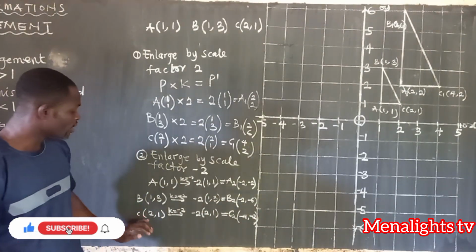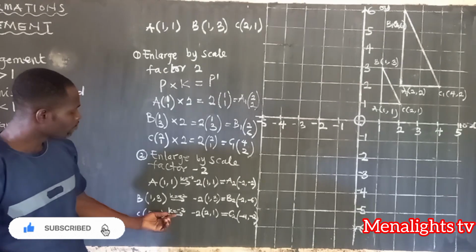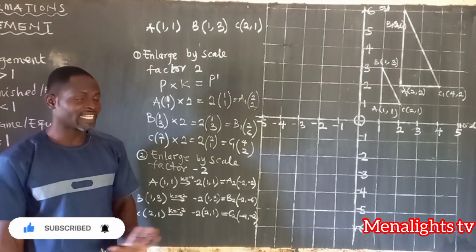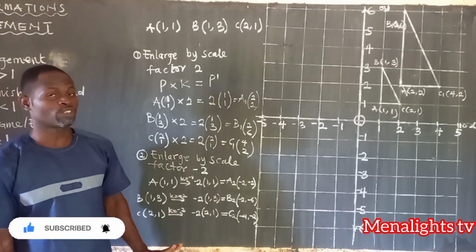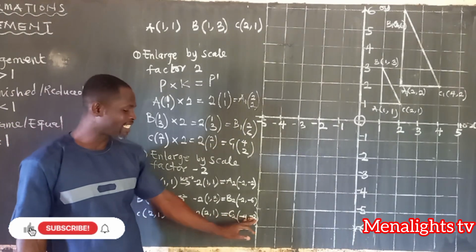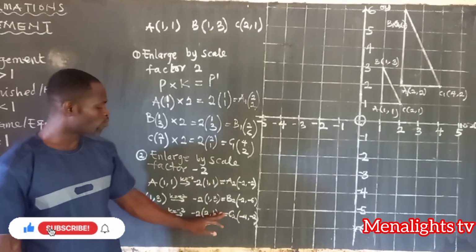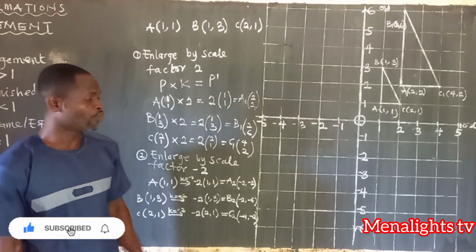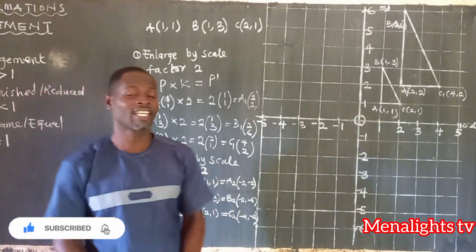Then we come to C, which is 2, 1. The scale factor is -2, so the -2 will multiply the 2 and 1. So -2 times 2 will give us -4, and then -2 times 1 will give us -2. So we plot the same and see where it will be formed.